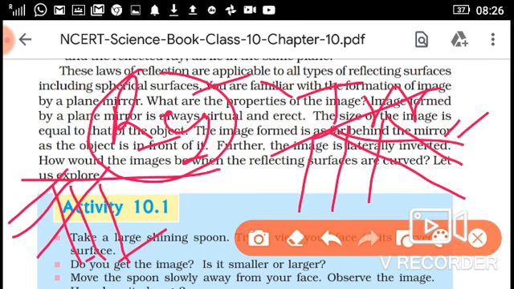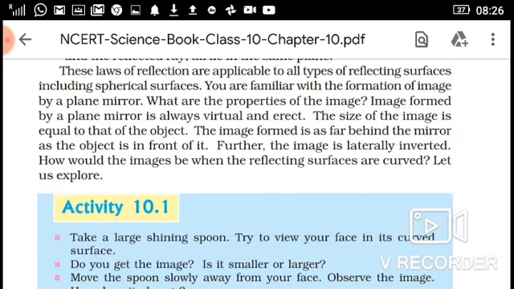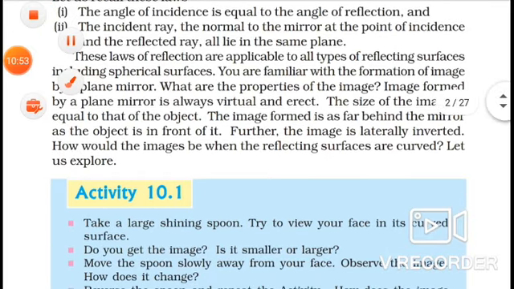This is an irregular surface. But you remember that whether the surface is irregular or regular, the laws of reflection are applicable. Whether the surface is plane, irregular, or spherical, in all the cases the laws of reflection are applicable.